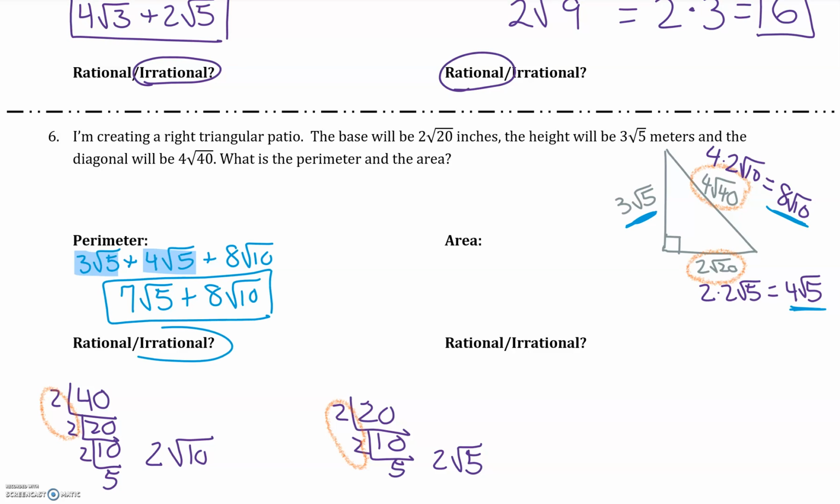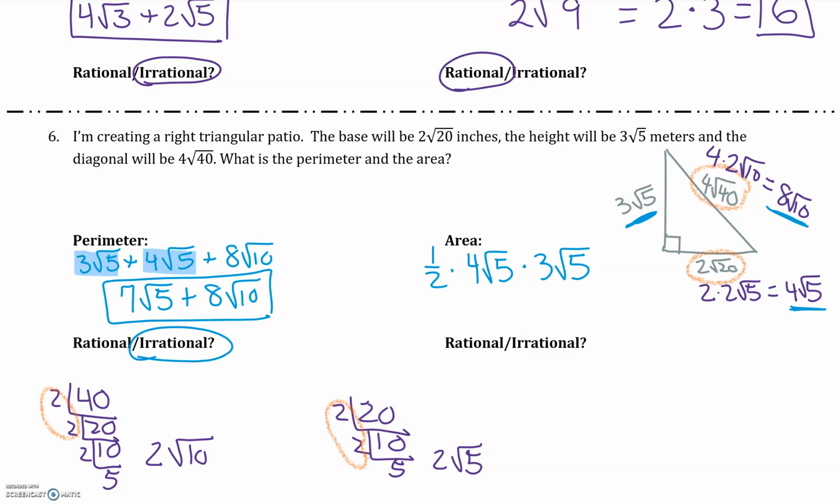And that is going to be irrational because it is not a nice, pretty whole integer. Then our area, remember this is a triangle, so we're doing 1/2 the base, which is 4 square roots of 5, times the height, which is 3 square roots of 5.